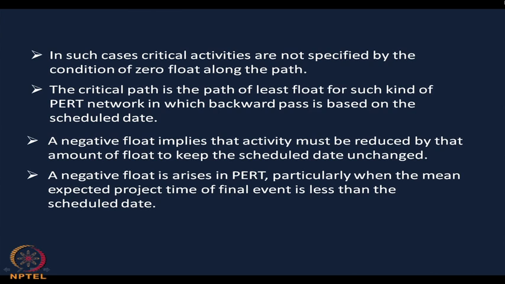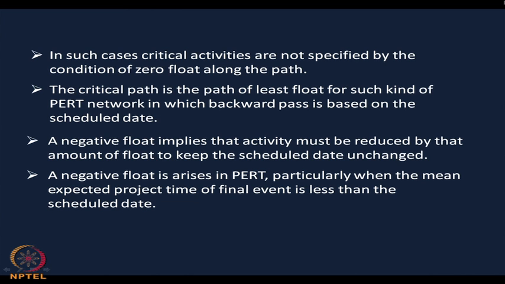In such cases, critical activities are not specified by the condition of 0 float along the path. The critical path is the path of least float, for such a PERT network in which the backward pass is based on the schedule data. A negative float implies that the activity must be reduced by that amount of float to keep the schedule date unchanged.